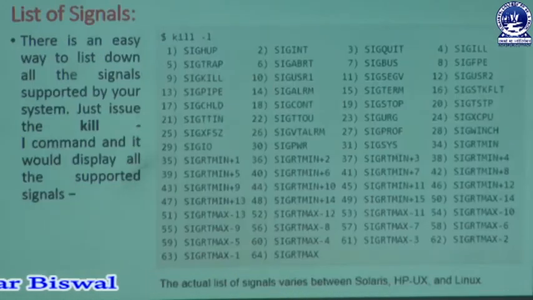Next we are going to discuss the list of signals used in our Unix processing system. There is an easy way to list all the signals supported by your system. Just issue the kill command, that means we write $ kill -l. By using this command, we press enter, and it displays all relevant signals which are used in our Unix system.